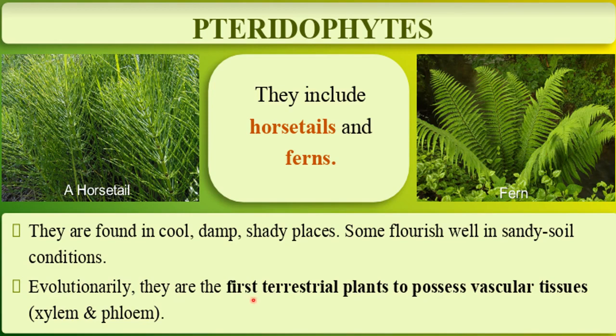Evolutionarily, they are the first terrestrial plant to possess the vascular tissues. Means these are the land plants, the first land plant you can say, which possess vascular tissues, xylem and phloem. Xylem is used for the transport of water and phloem for the transport of food. So both xylem and phloem are vascular tissues of the plant, and pteridophytes are first terrestrial plants which possess xylem and phloem.